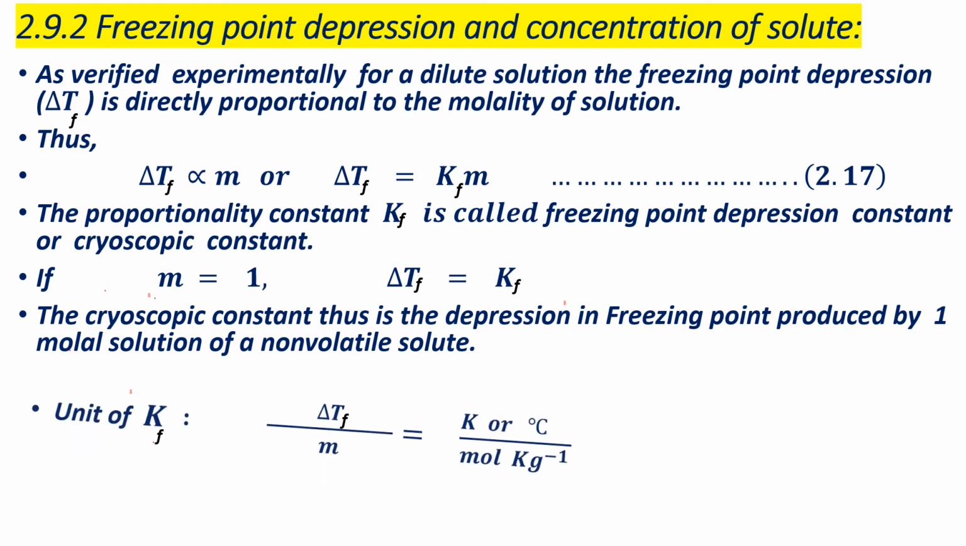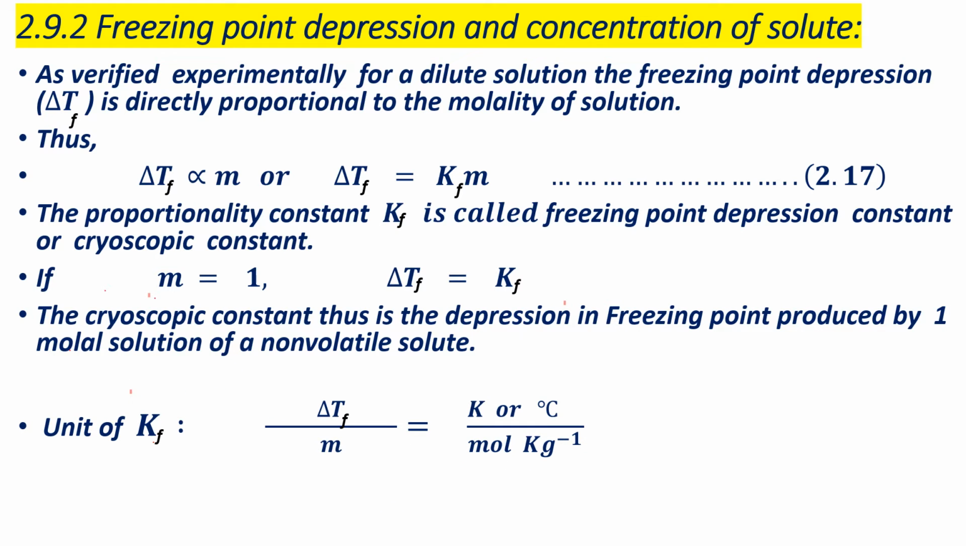Next, what is the unit of Kf? When you calculate Kf, the equation becomes delta Tf upon m is equal to Kf, so degree Celsius upon mole per kg. This is the simple unit. Then you write K kg per mole, or degree Celsius kg mole inverse. That is the unit of Kf. Next point.